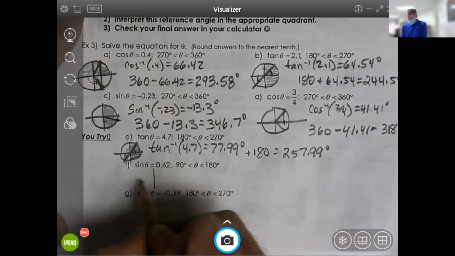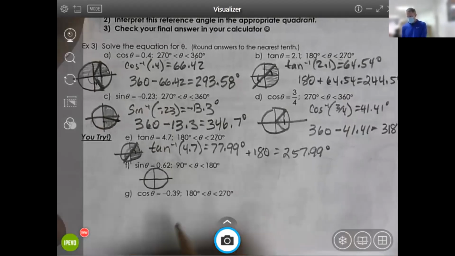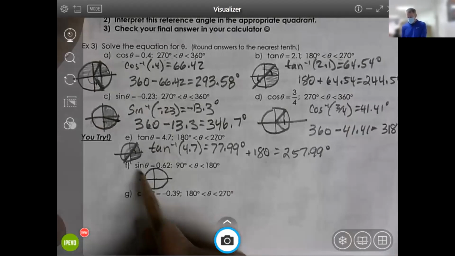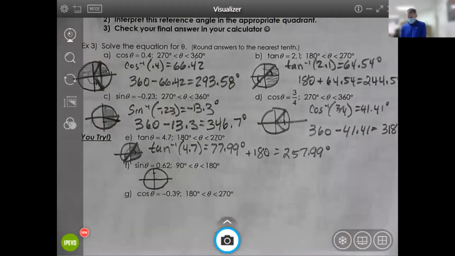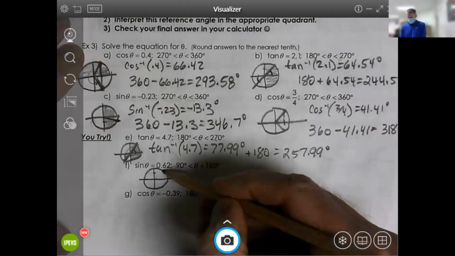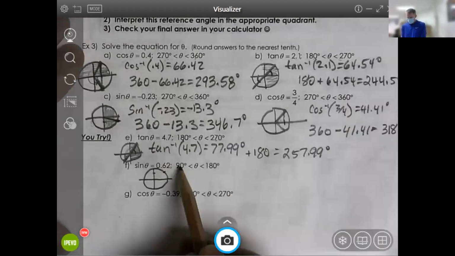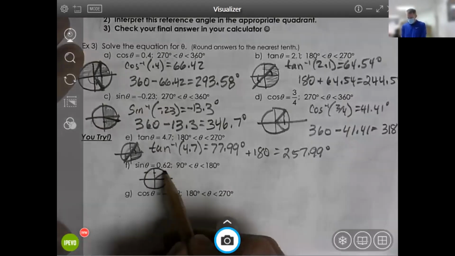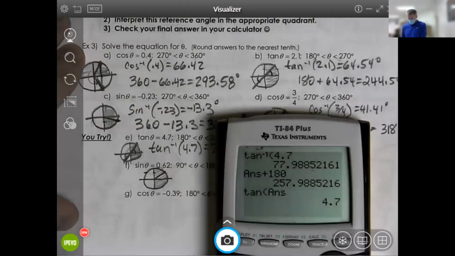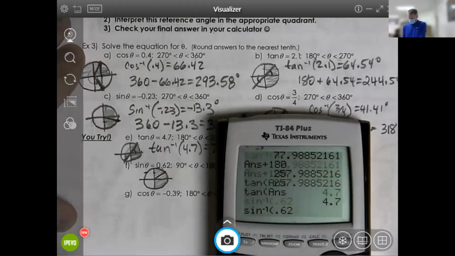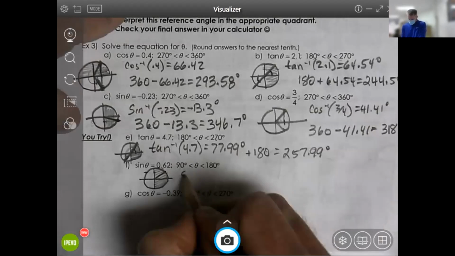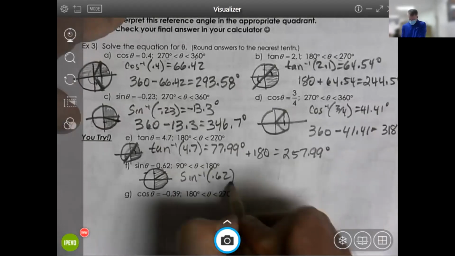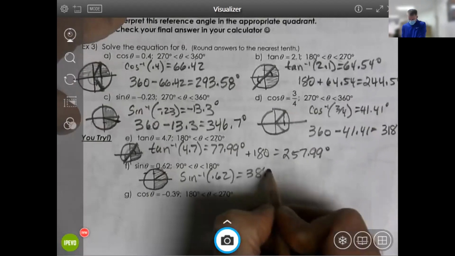We want a sine of 0.62. Sine is our y values. Where is y 0.62, so over half the distance. So that would be something equivalent to over here. But we also want an answer that's over here. So we can get this answer because the calculator gives us answers in the shaded region. Sine inverse of 0.62 gives us 38.32 degrees.